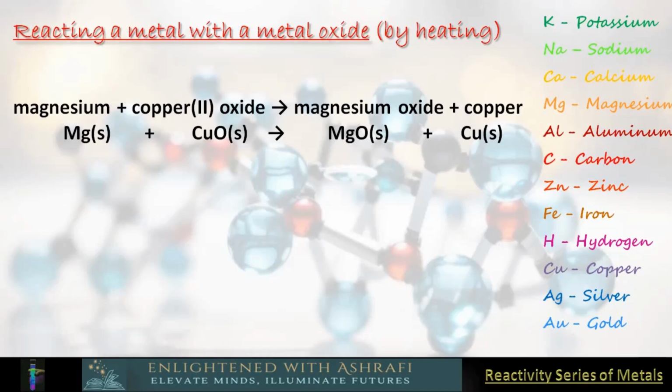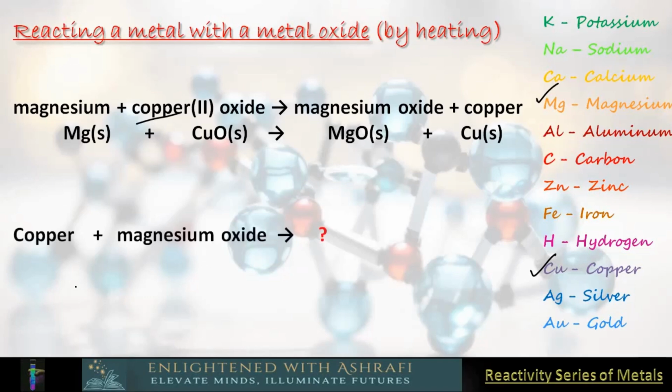Here we can see that magnesium is highly reactive compared to that of copper. We can see it in the reactivity series over here. Magnesium is more reactive than copper, thus magnesium will displace copper and form magnesium oxide plus copper.